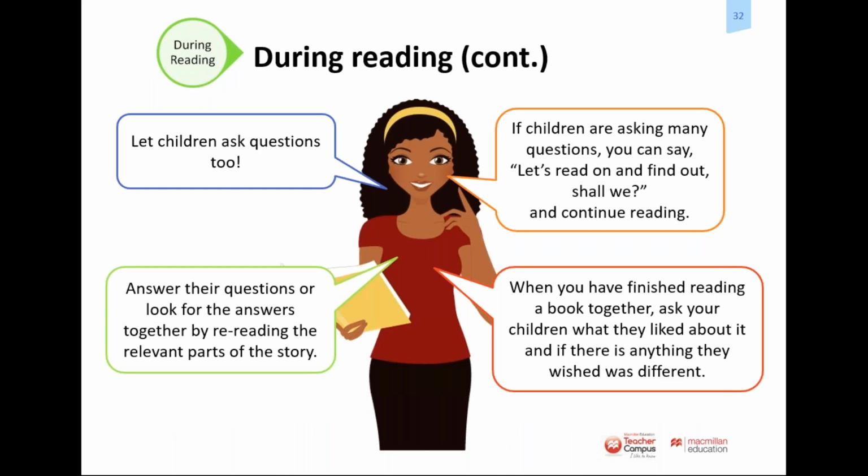The last little slide on during reading. Let your children ask questions too. I know sometimes we feel it's disruptive. Sometimes we feel they must just be quiet. But if they ask questions, you can maybe, in a very gentle way, do a bit of discipline to say, let's read on and find out what happened next, shall we?